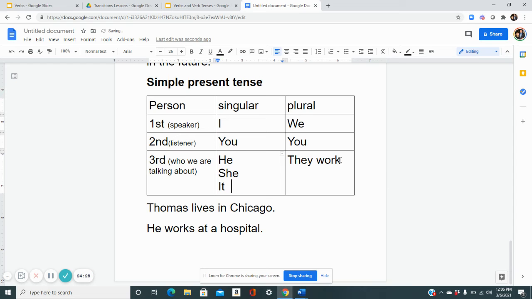Sorry, I'm having a hard time thinking of a verb that ends with an E. Okay, let's just say kiss. That's the only one I can think of off the top of my head. So the verb kiss.